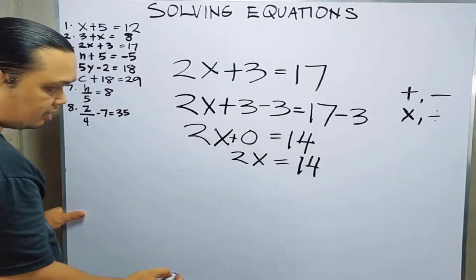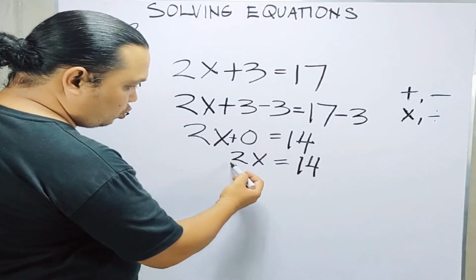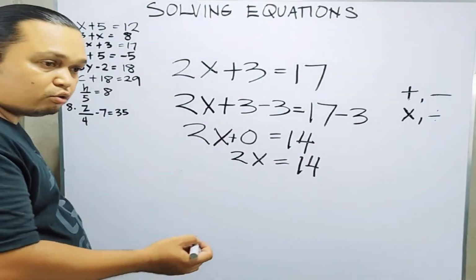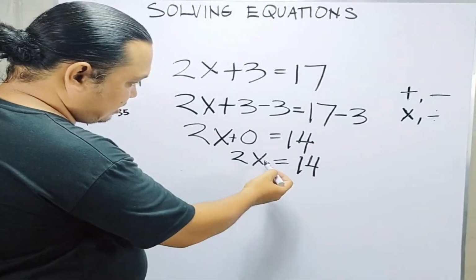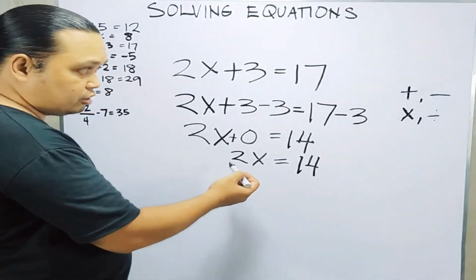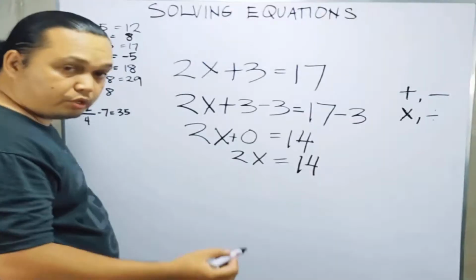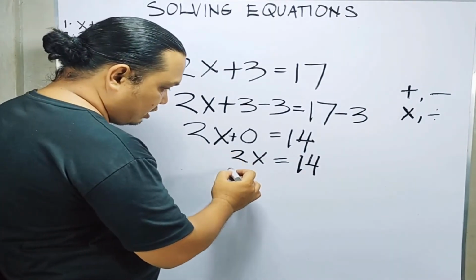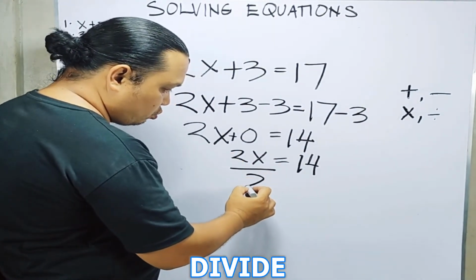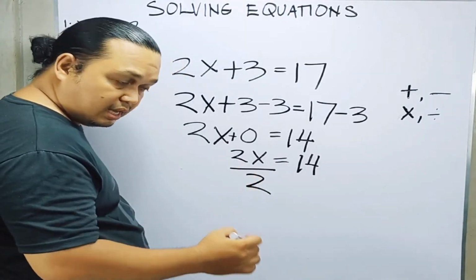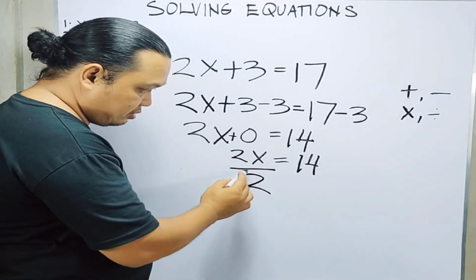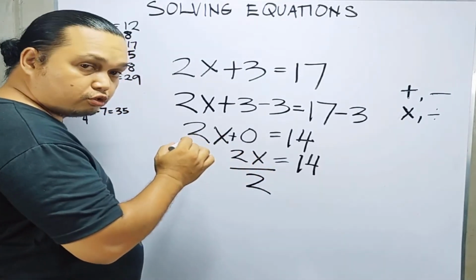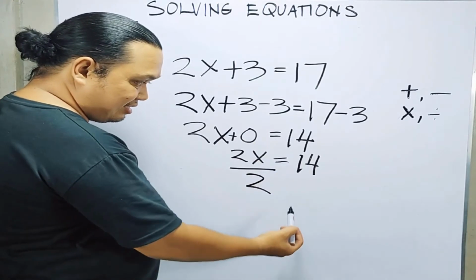Now we have here 2 times x. Okay, 2 times x. Now how do we get rid of 2 here? The opposite of multiplication is division. So all we need to do is do the opposite: divide by 2, so that you can get rid of 2 here. But what you do to the left, you must do also to the right to maintain equality.